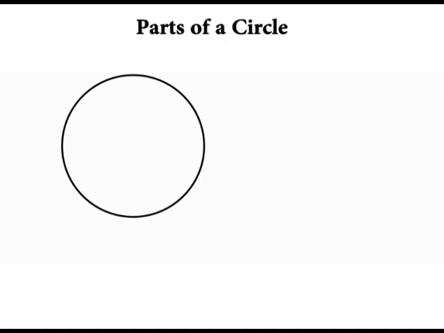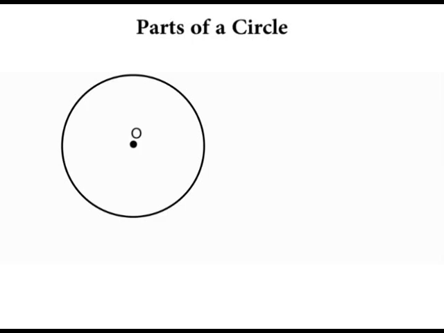We start with parts of a circle. Now this is a circle, a line that curves and joins with itself such that all points on the line are equal distances from a fixed point. That fixed point is the center, conventionally labeled as O.